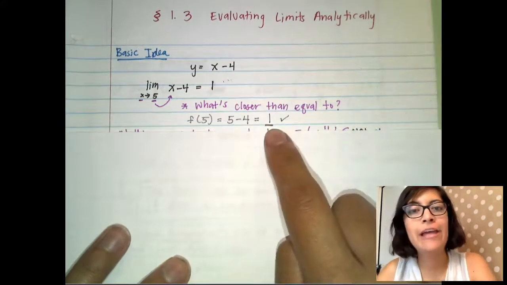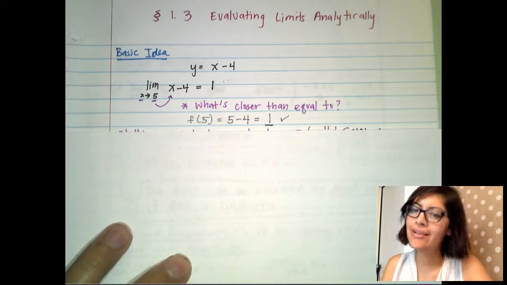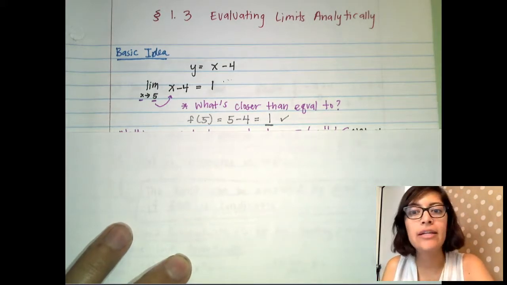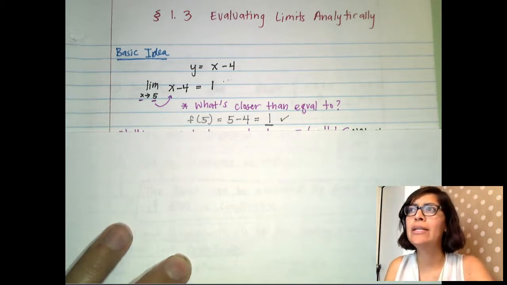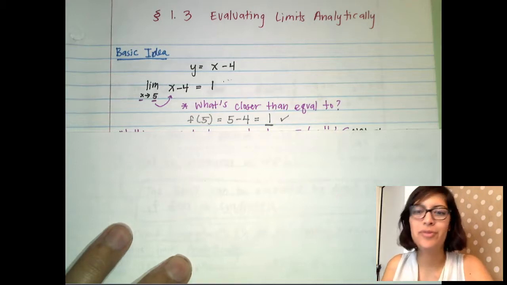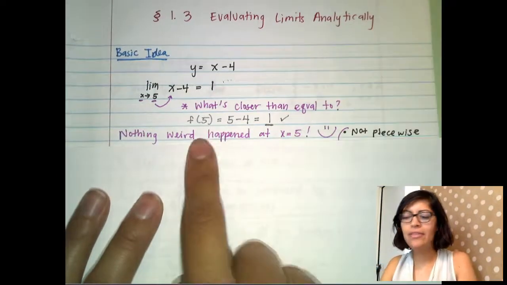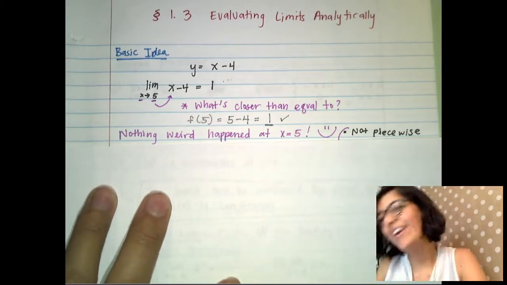Remember we said the trend that happened in 1.2 was that there were things that happened that were really terrible. We had things that were undefined, indeterminate. There were points where it was piecewise. So all these functions were discontinuous. Funky stuff happened when we plugged in the actual number. It was just weird. But in this case, nothing weird happens at 5, which is a very good thing.